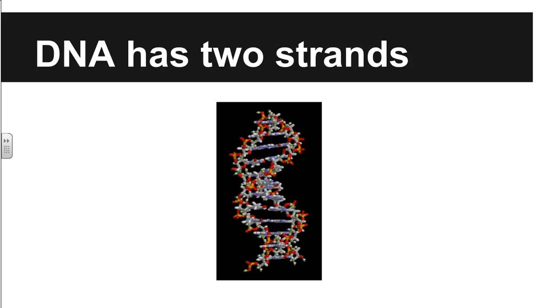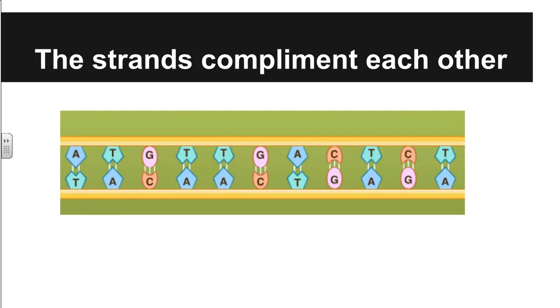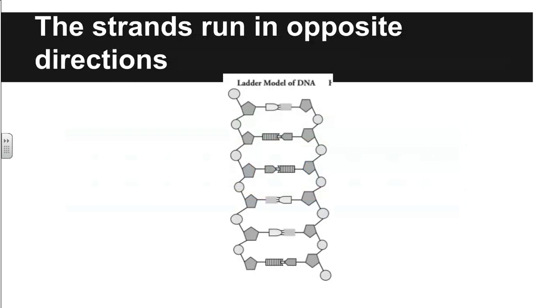They run alongside of each other. And the strands complement each other. So here you can see the A pairs with T, the T pairs with A, the G pairs with C, the T pairs with A, and so on across the screen. The strands actually run in opposite directions.